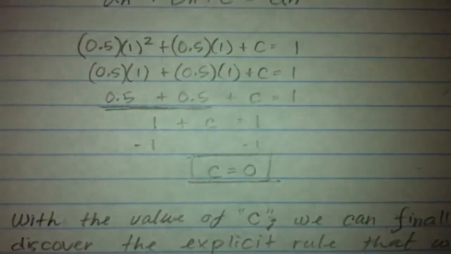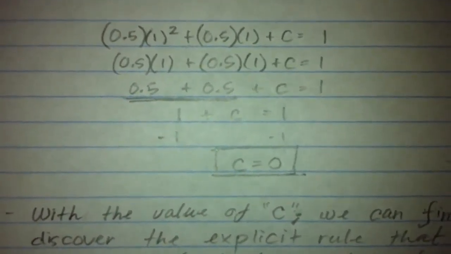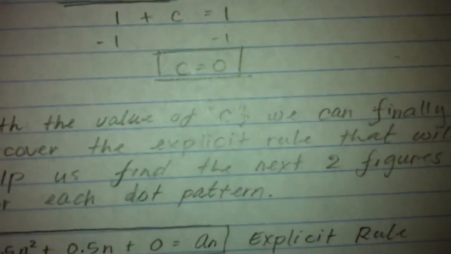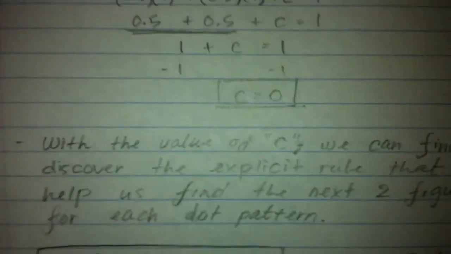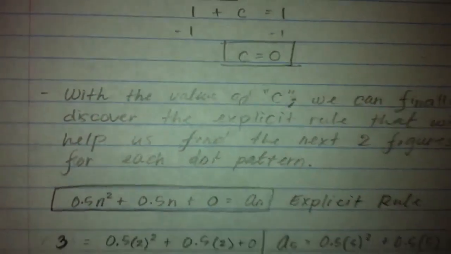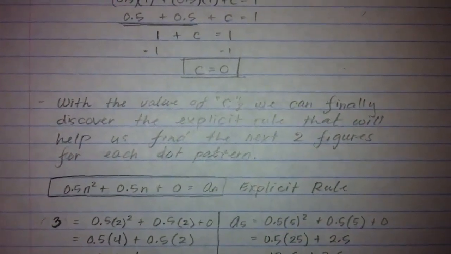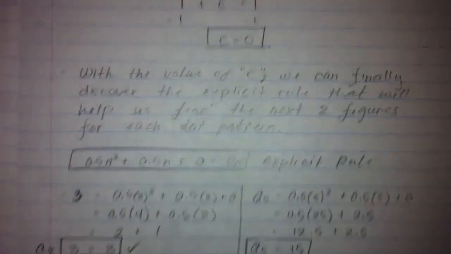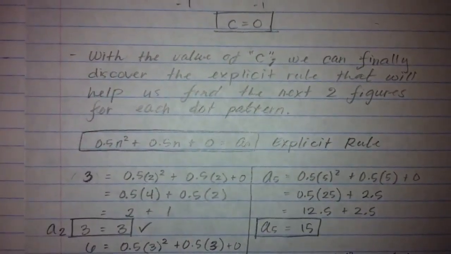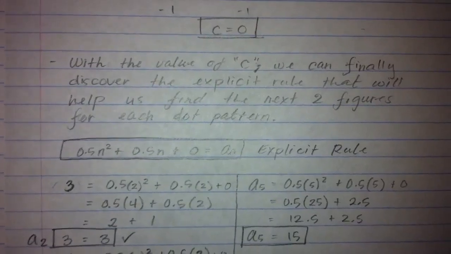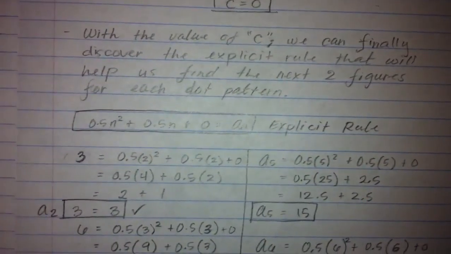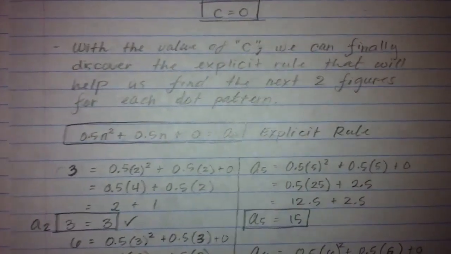Now you can either choose to include this in the equation or not. Either way, it's still fine. So with the value of c, we can finally discover the explicit rule that will help us find the next two figures for each dot pattern. So the explicit rule is 0.5 times n to the second power plus 0.5 times n plus 0, which was c, equals an.